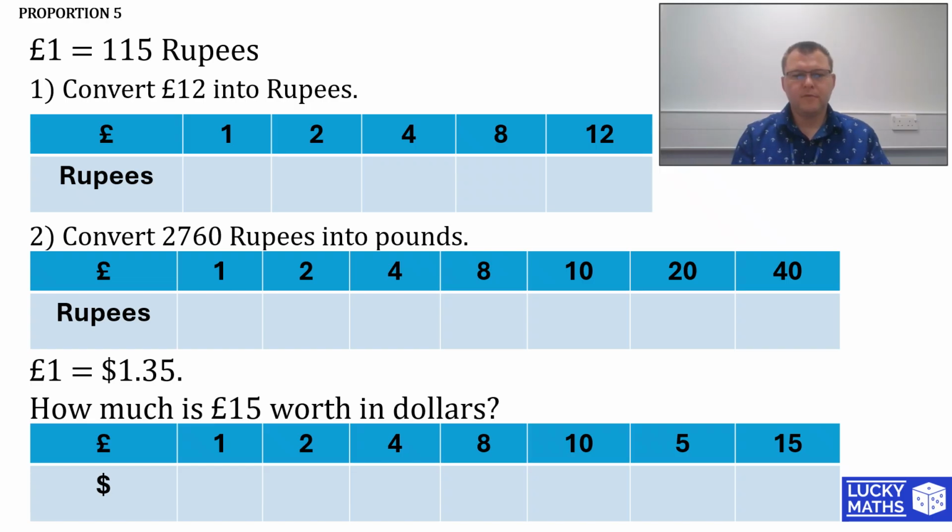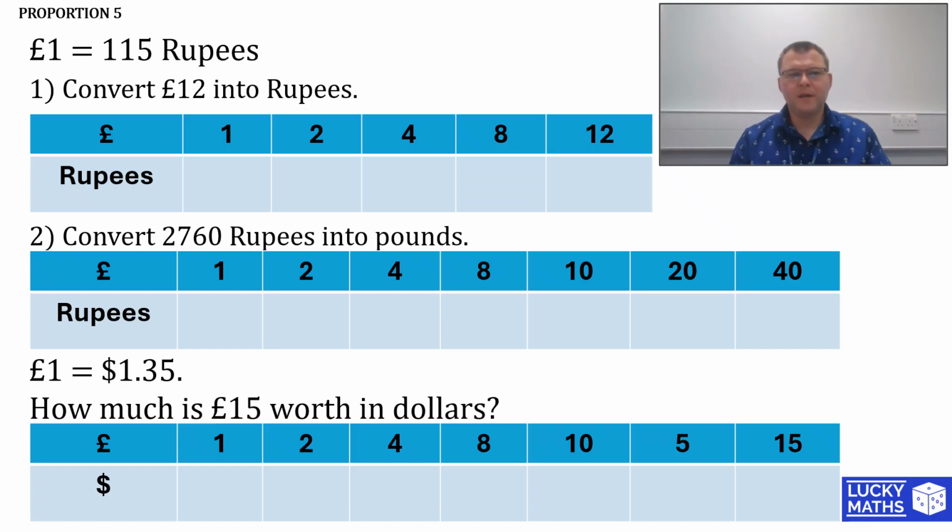Hi there, it's Albert Luck again from luckymaths.co.uk, working through proportion 5 today, based around currency conversions, exchange rates, whatever you want to call it. Again, real life maths in action, using our good old friend the ratio table again to solve all of these problems.